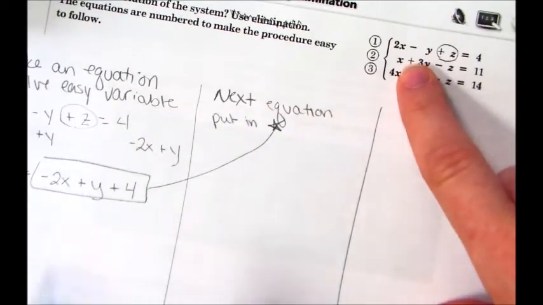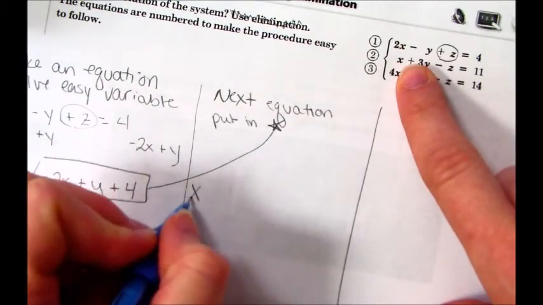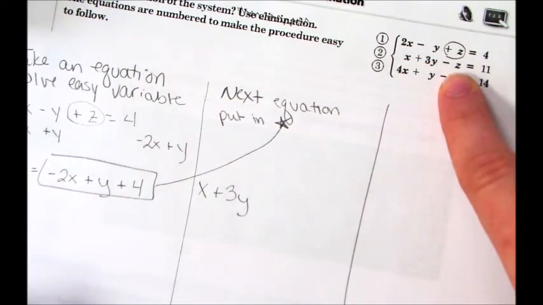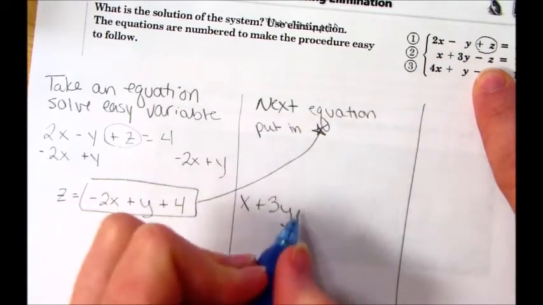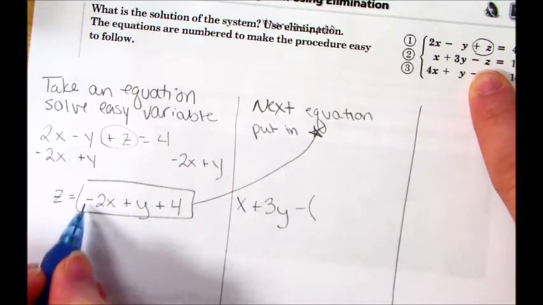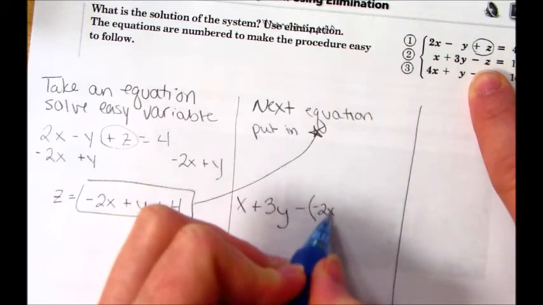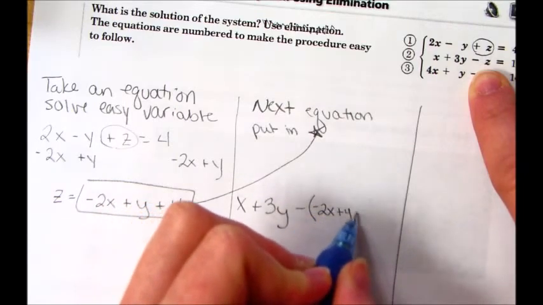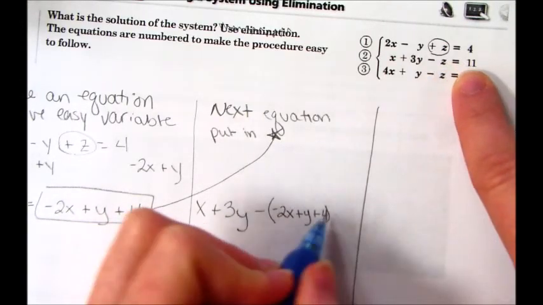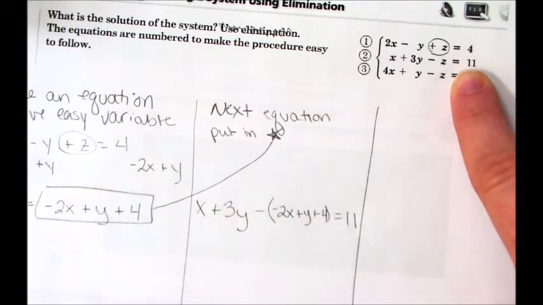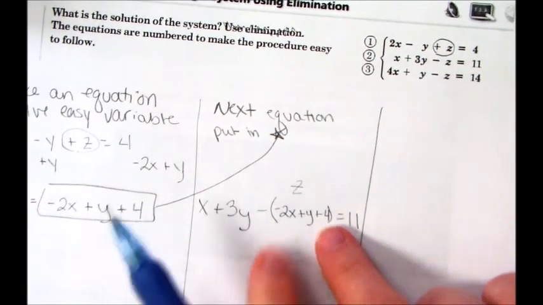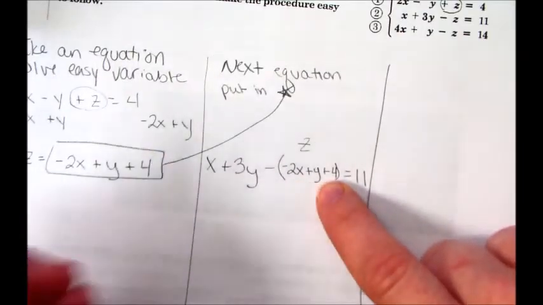So we have x plus 3y. Now you see how we have minus z? We're not going to write minus z. We're going to write minus what we just got. Negative 2x plus y plus 4 equals 11. So we took out z and we replaced it with what we found z to be.